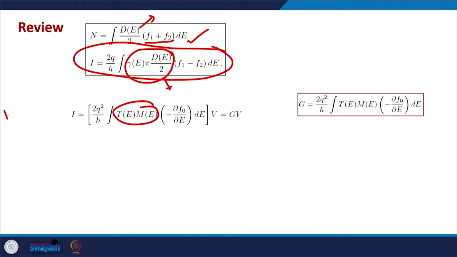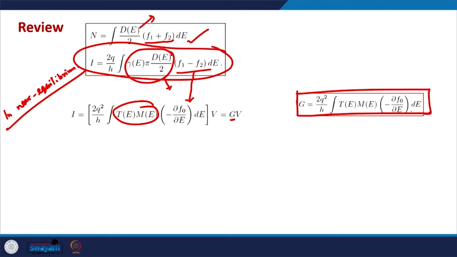In near equilibrium conditions, we saw that this F1 minus F2 term can be written as minus del F by del E into delta EF term, and from there we could deduce the conductance of the device. The conductance generally looks like this. It is 2q square divided by h integration T(E) M(E) into minus del F by del E times dE.